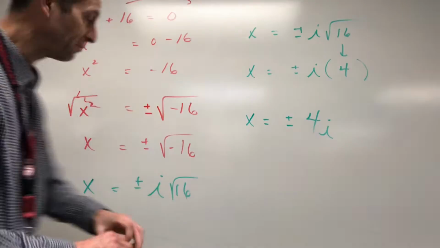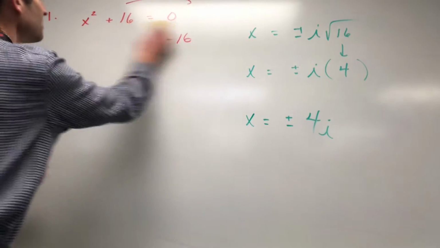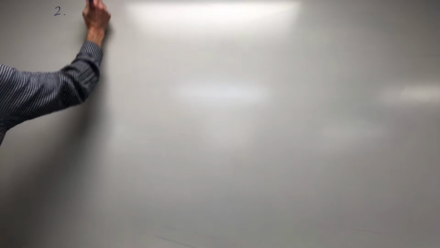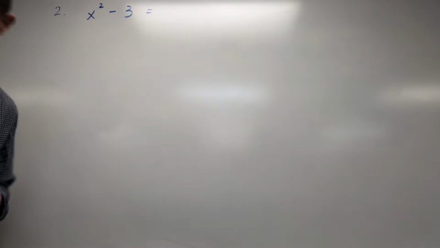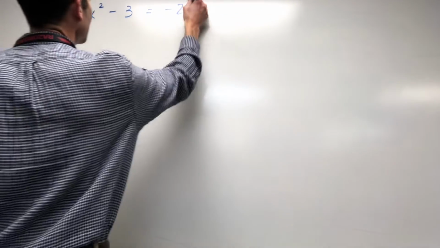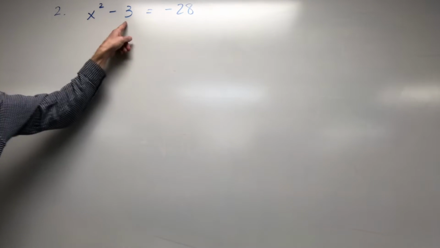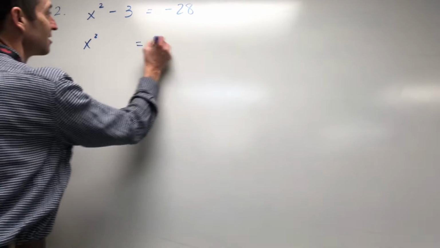All right, I'm going to try to run 5 of these. Let's do a second one. Okay, number 2, x squared minus 3 equals negative 28. All right, here's the story. X squared's got to be by himself. Get rid of that 3.